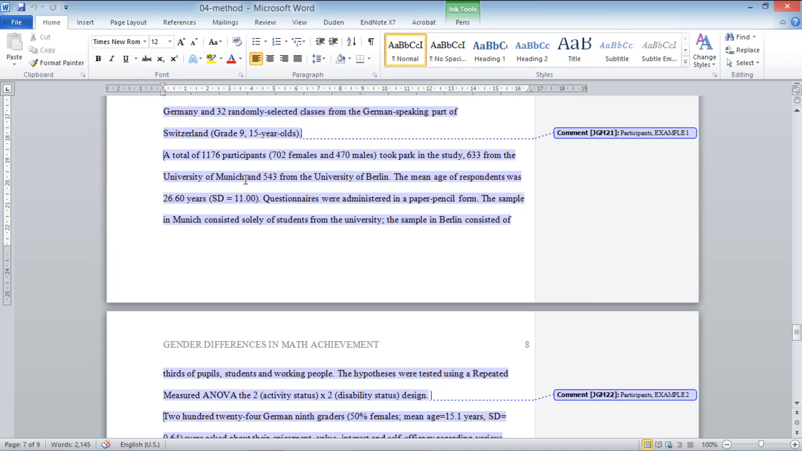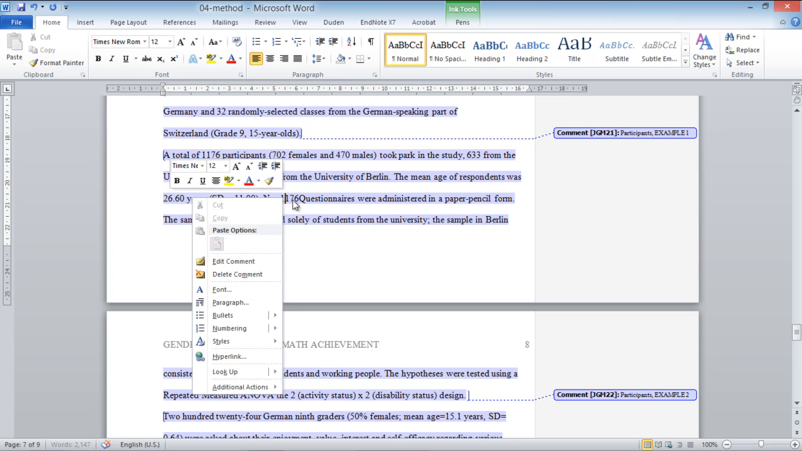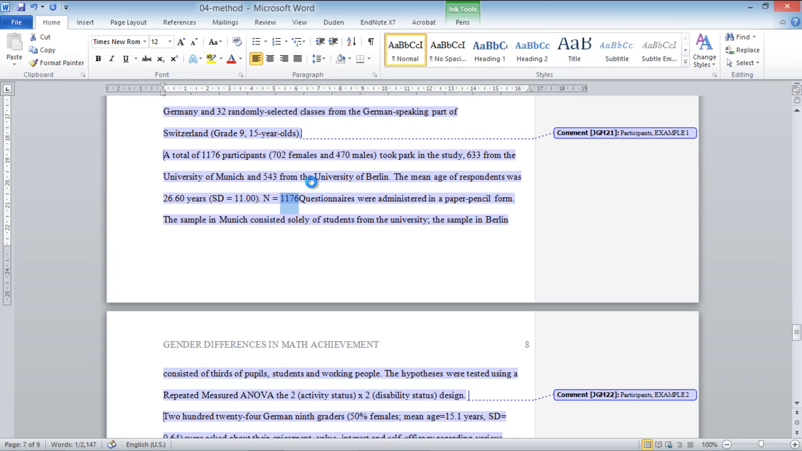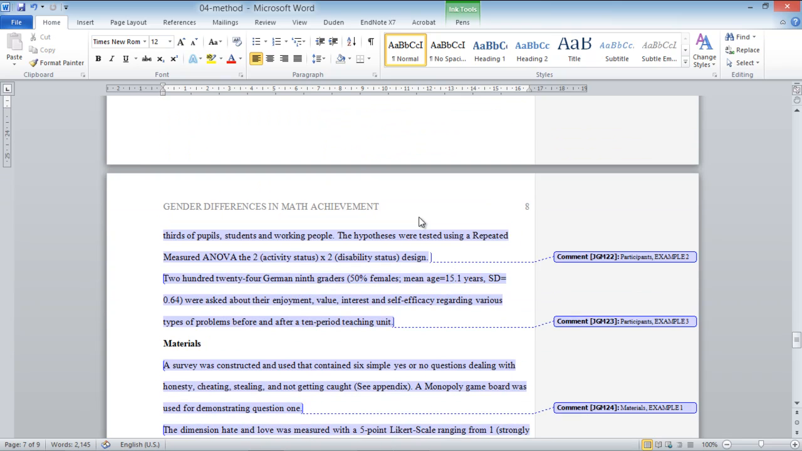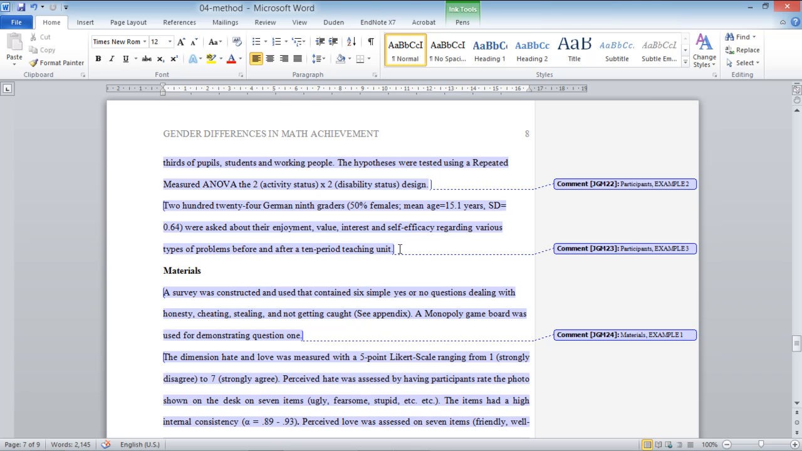Now make sure to always include a space where you are writing this. Do not do this. This is wrong. You have to write standard deviation is SD space equals space and the number. The same if, for example, you're going to say n equals, in this case, 1176. See, here's the spaces, you have to use them. Okay, so let's see the next example.